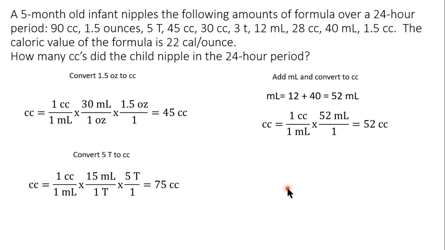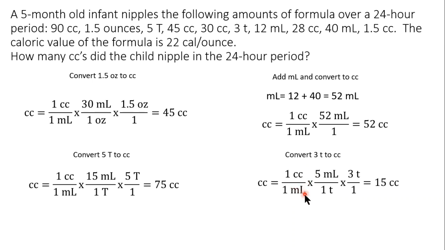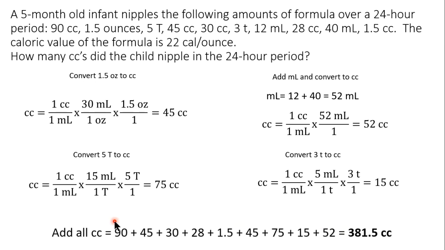And then we convert the lowercase t's. So 1 cc is 1 milliliter, 1 t is 5 milliliters, and we have 3 t's. So the milliliters and the t's cancel out, and we have 5 times 3, which is 15. Now that we have everything in terms of cubic centimeters, we add all of it together. So it's a lot of numbers, but you know. So 90 plus 45 plus 30 plus 28 plus 1.5 plus 45 plus 75 plus 15 plus 52 gives us 381.5 cubic centimeters.